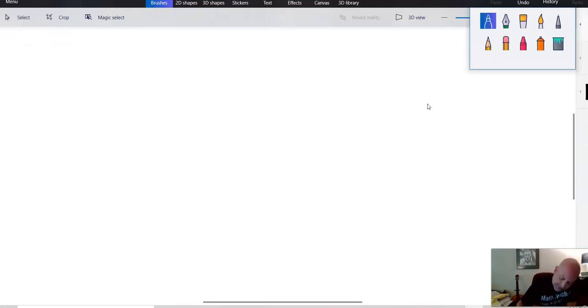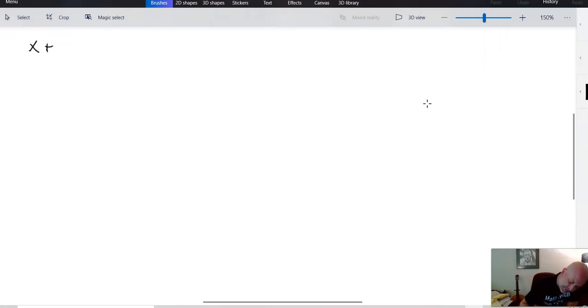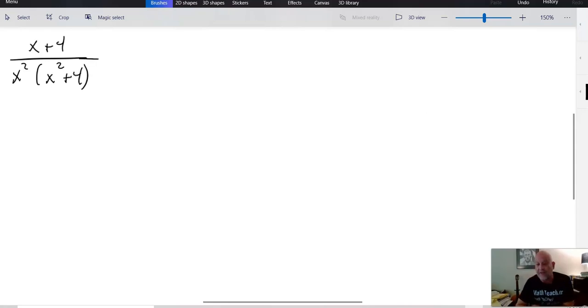So we got x plus 4 over x squared times x squared plus 4. And we look at this, and the factor x shows up twice. We have two x's there, so that's having one of our factors show up more than once. And this factor is prime because it's the sum of squares, and it's quadratic. So we have a repeated factor and we have a quadratic factor here. So let's play.